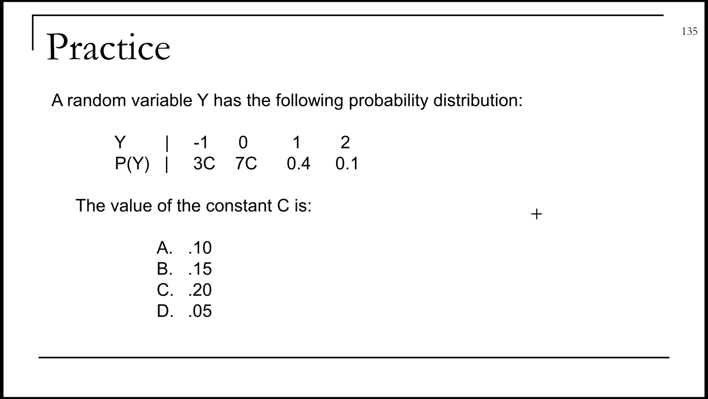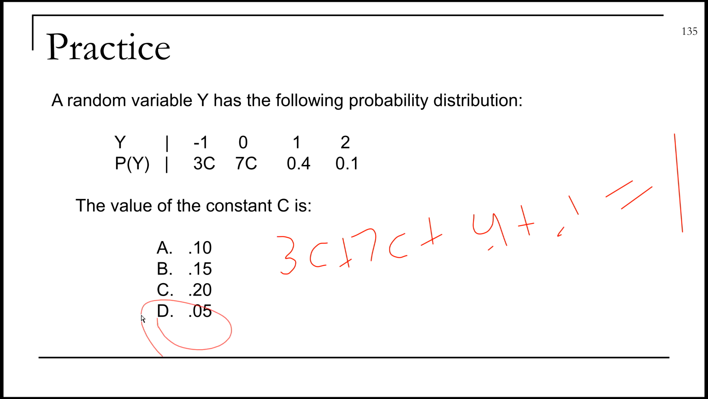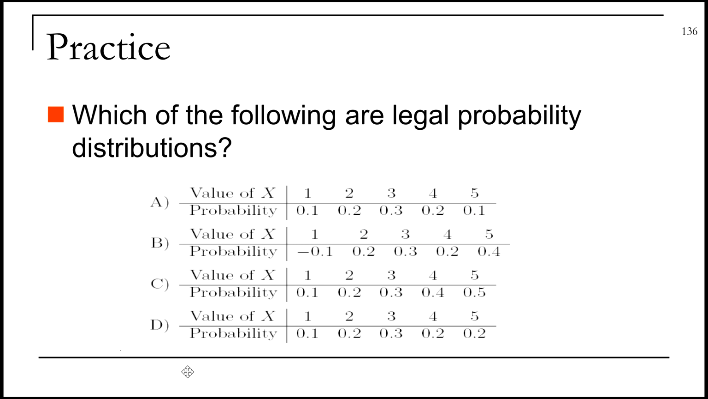As some practice, and you can see these questions are not difficult: a random variable has the following probability distribution function. What's the value of the constant c? Well, we know 3c plus 7c plus 0.4 plus 0.1 has to equal 1. So 10c plus 0.5 equals 1. No one said it would be math today. It's got to be D, I think. That's the right answer.